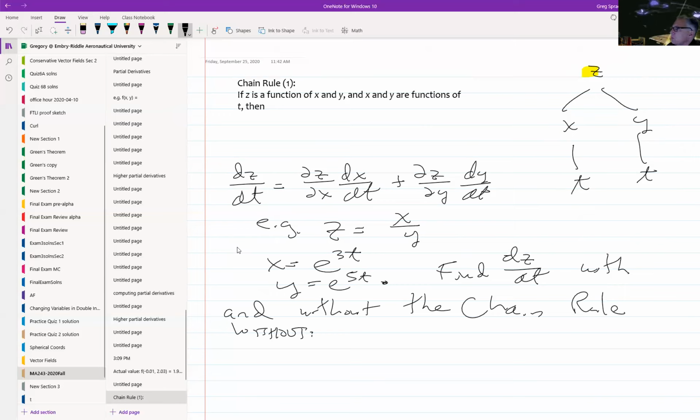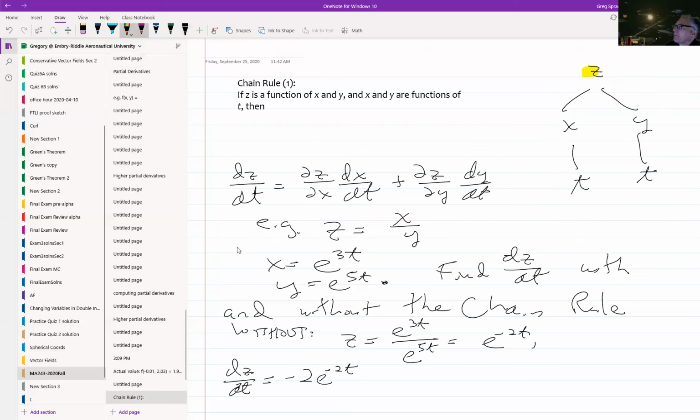To do it without, we just write z in terms of t. So z is e to the 3t over e to the 5t. It's e to the minus 2t. And dz dt is minus 2e to the minus 2t. Okay, now let's do it with the chain rule, and we should get the same thing, of course.